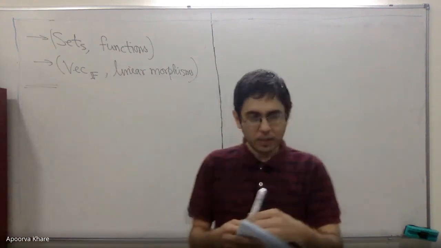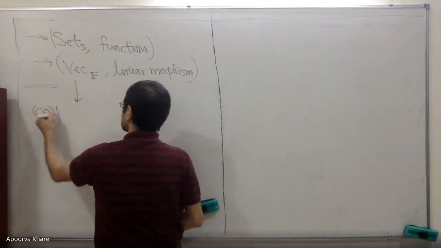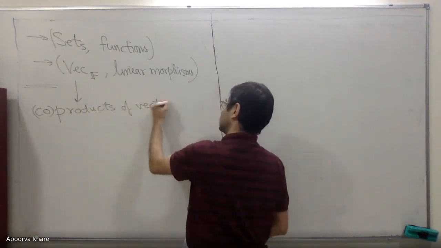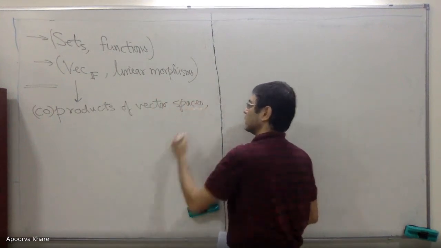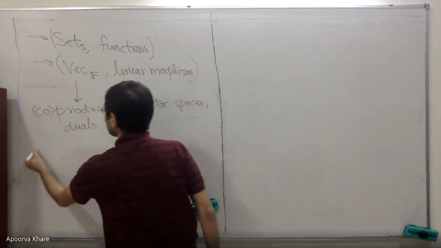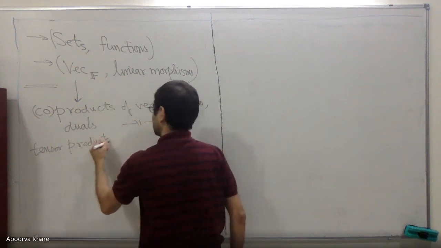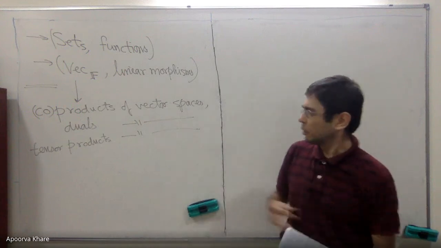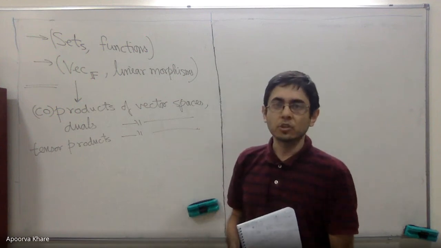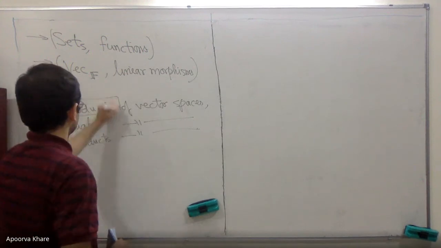So again, the reason why I'm doing this is I want to talk about the products and coproducts of vector spaces, also about vector space duals or duals of vector spaces, and tensor products of vector spaces. Duals will not be really category theory, but tensor products definitely will in some sense, in the sense of what is called a universal property.